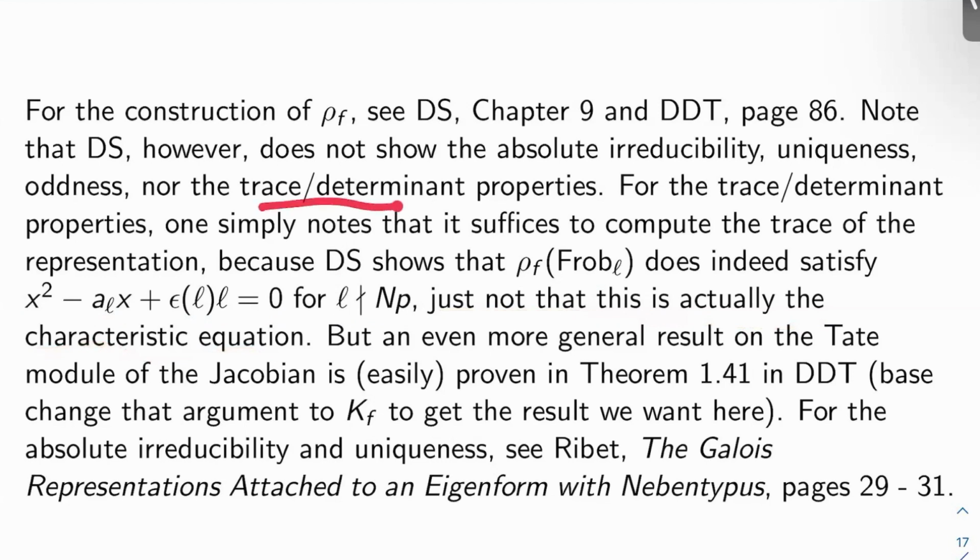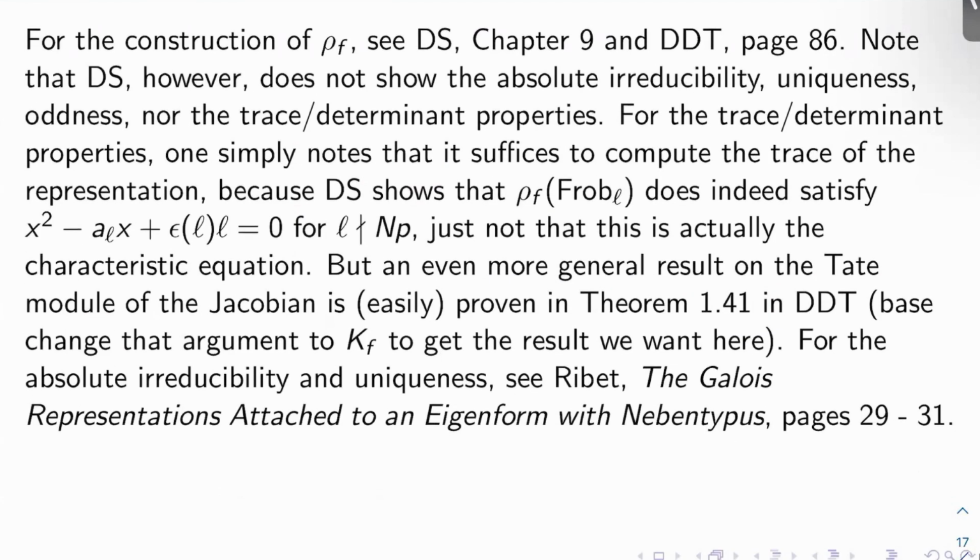So if you want to show the trace and determinant properties above, it suffices to compute the trace of the representation. Okay, but an even more general result than that on the Tate module of the Jacobian is actually very easily proven in Theorem 1.141 in the DDT notes. If you want the result that I gave here, from that result, just base change the argument given there to K_F. Okay, so that's an argument due to Brian Conrad, I think. So, okay, that takes care of the trace and determinant properties.